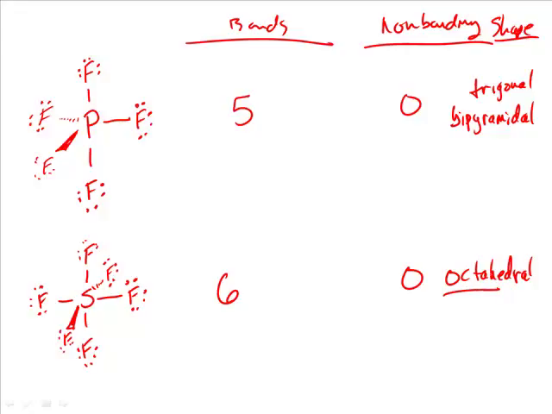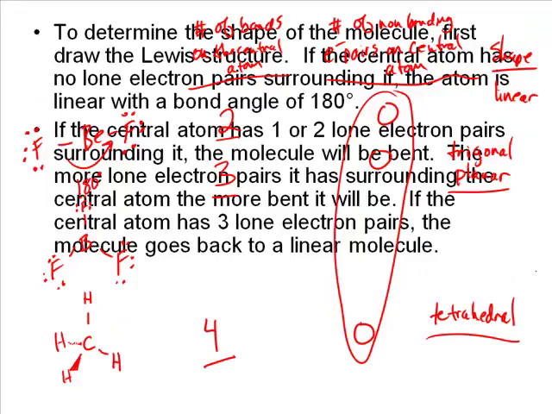Octa meaning an 8-sided. If you put sides on this, it would have 8 sides. And hedral is just the shape. Okay, now let's talk a little bit about bond angles here.